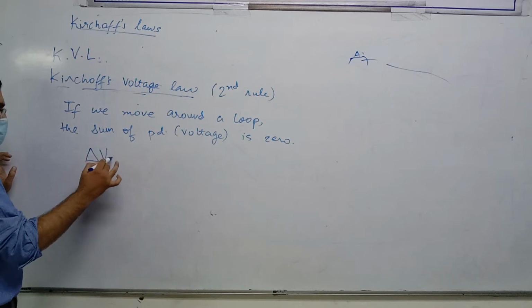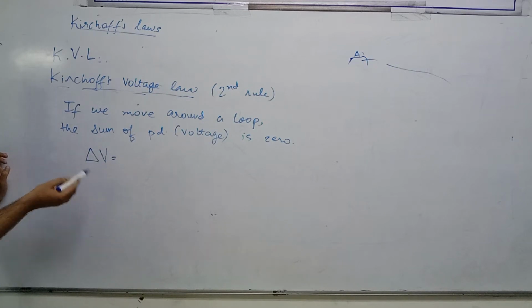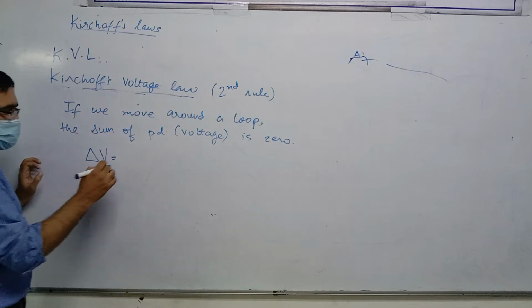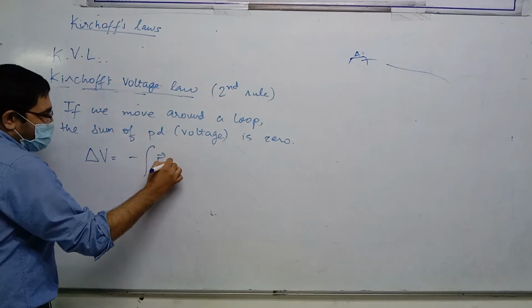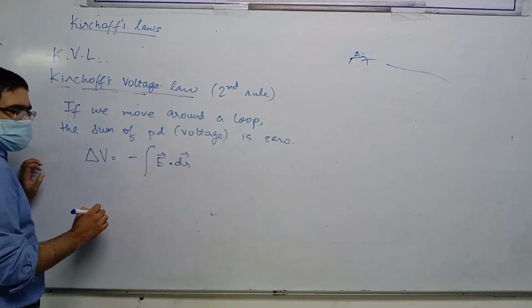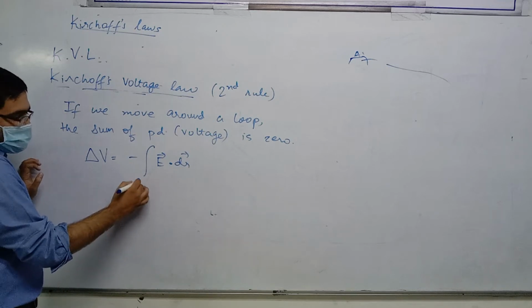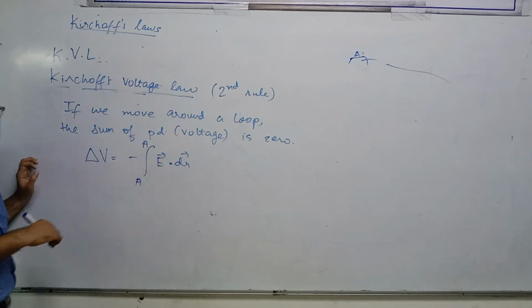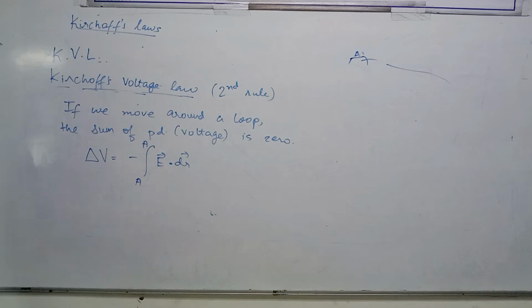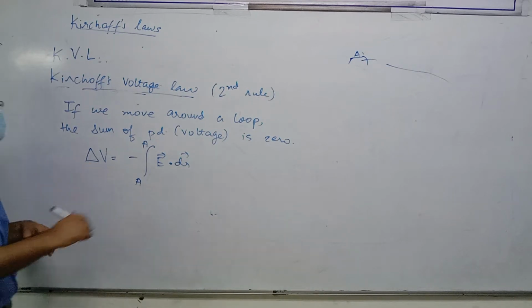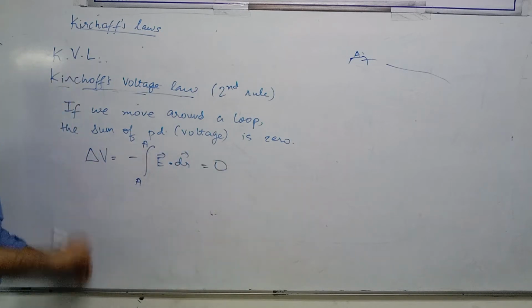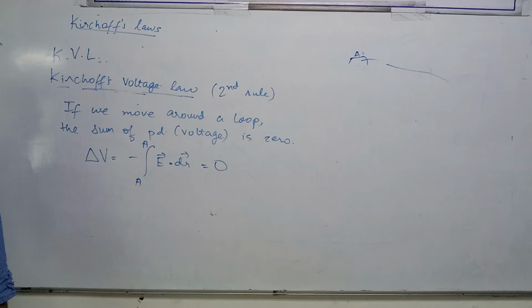Delta V means voltage, isn't it? If you go around a loop and find the potential differences, the starting point and ending point are both the same. That's a conservative behavior. If you go around a loop and come back to the same point, the work done will be 0. The change in potential energy will be 0. The change in potential will also be 0. Did you understand? Yes or no? Yes.